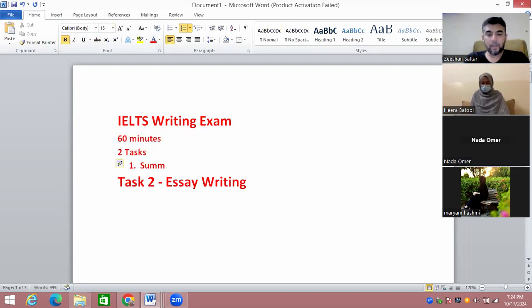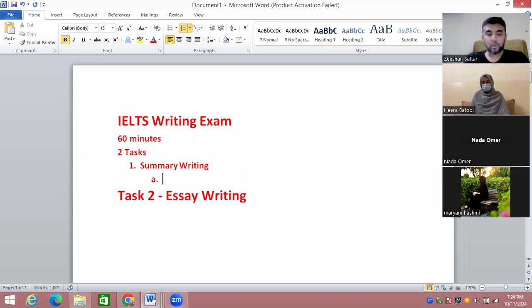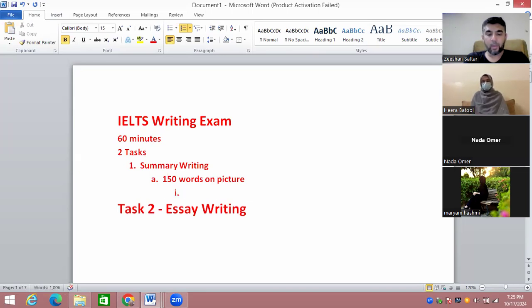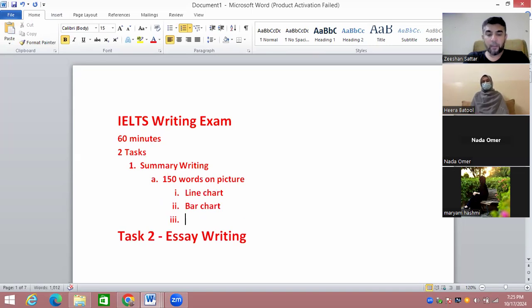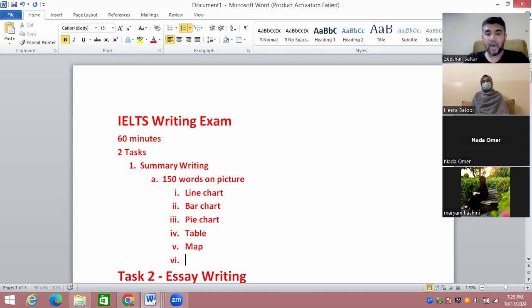summary writing, in which students are required to write 150 words on a picture, which can be a line chart, a bar chart, a pie chart, a table, a map, a life cycle diagram, or a process diagram.